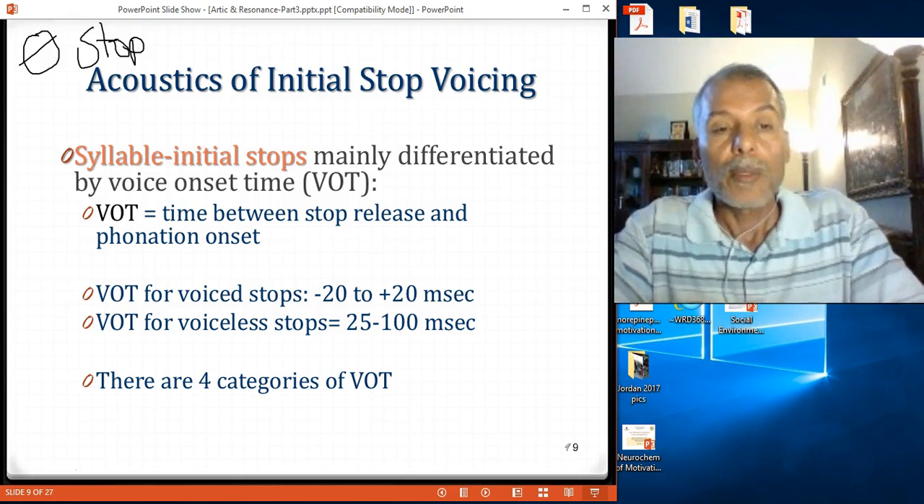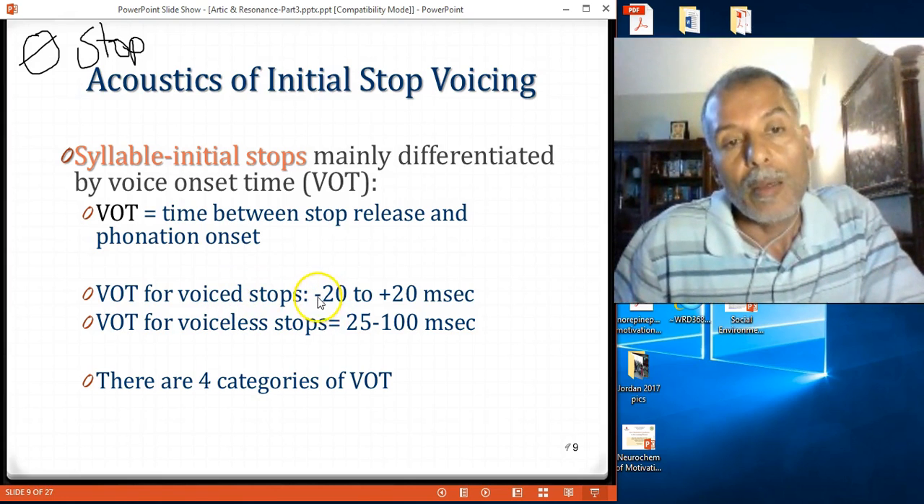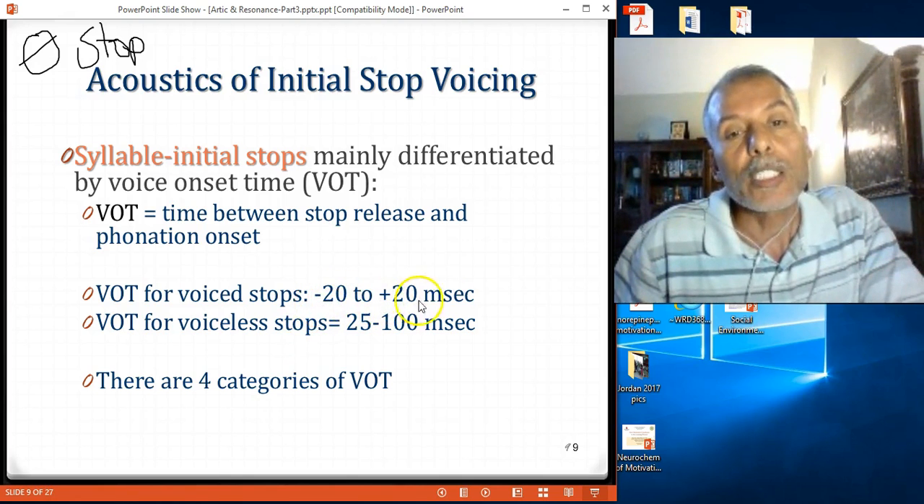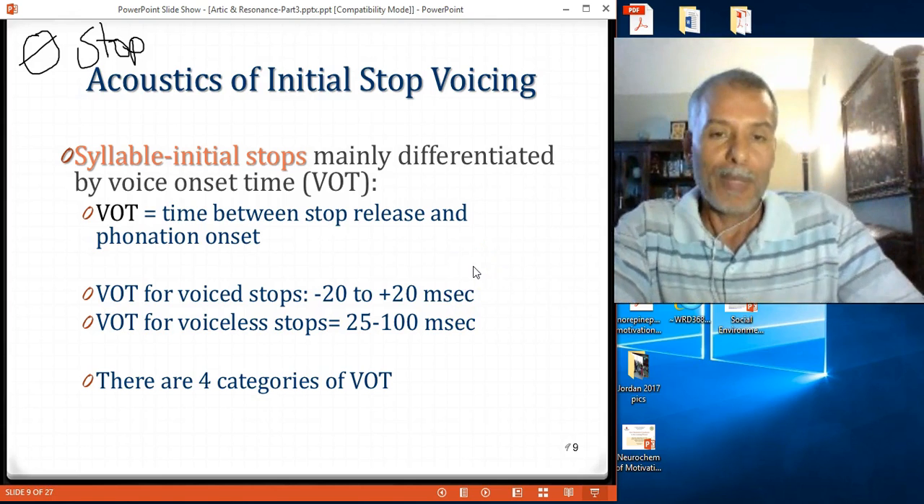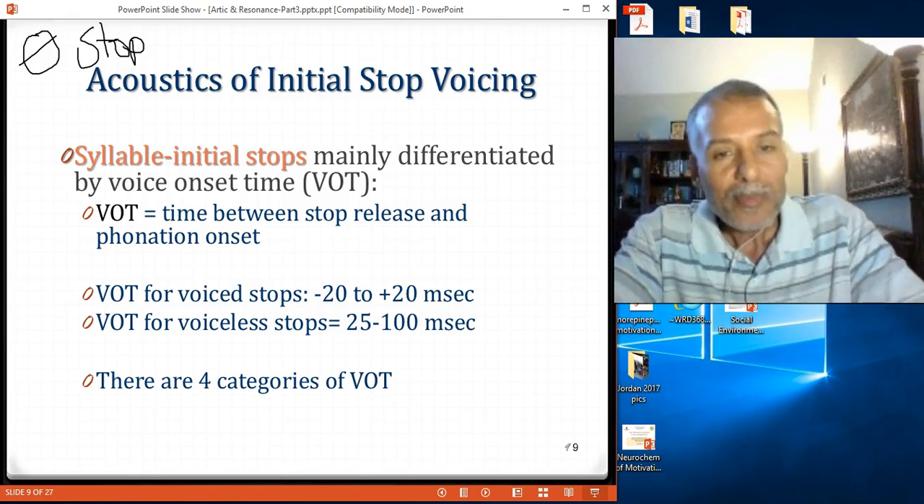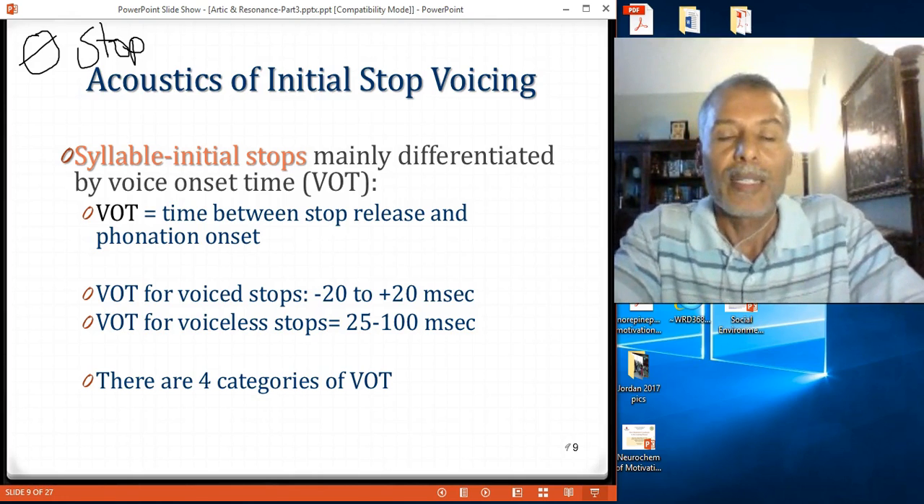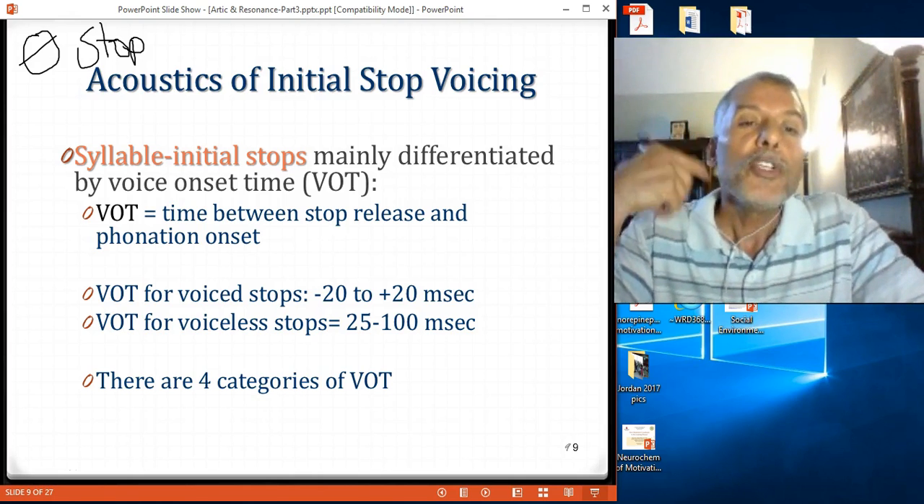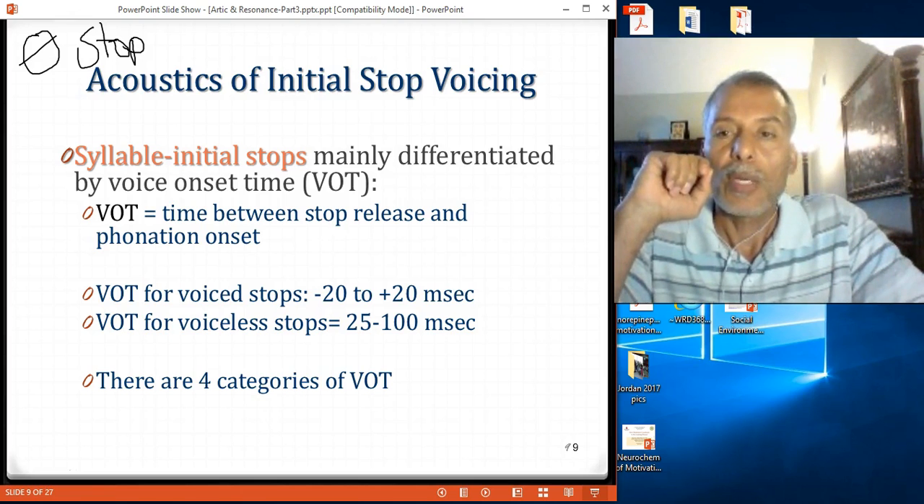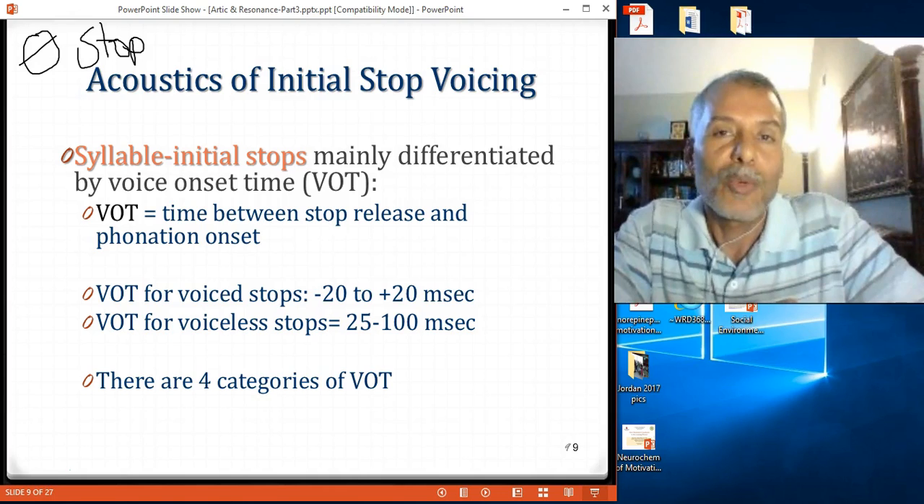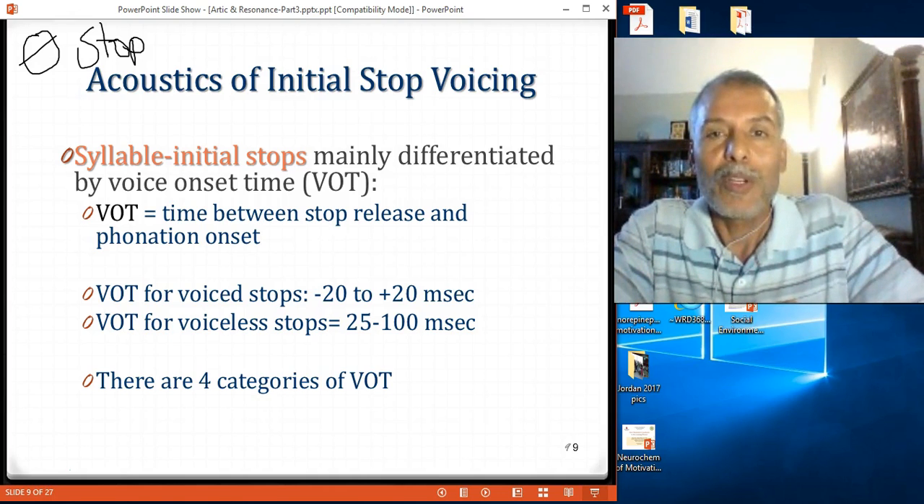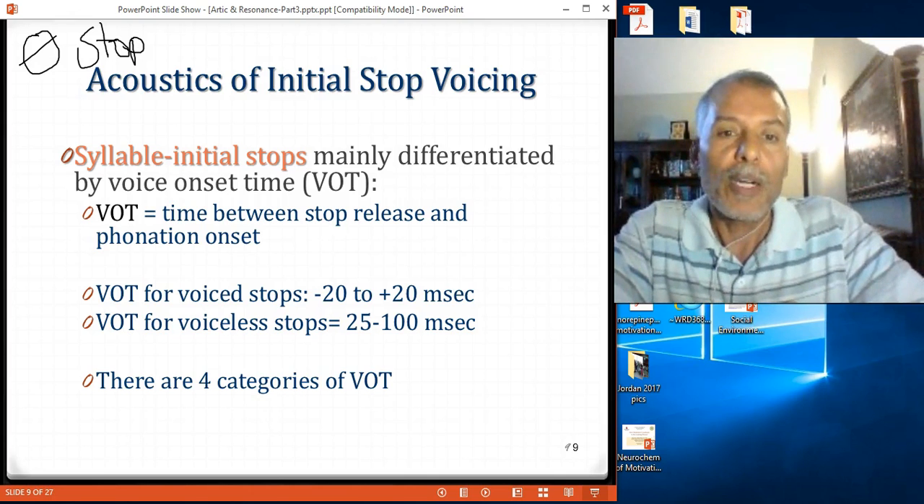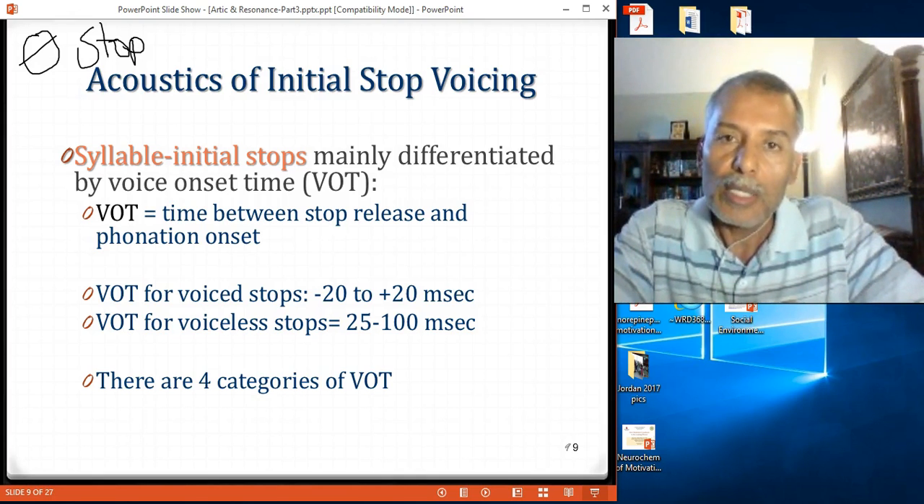For these sounds, the voice onset time values are negative 20 to plus 20 milliseconds. What do you mean negative 20? Minus 20 means that voicing occurs before the release. So for example, say b, like you want to say banana, but exaggerate before you release. Can you make vibration before you release the b? Yes, you can, and you can hear it.